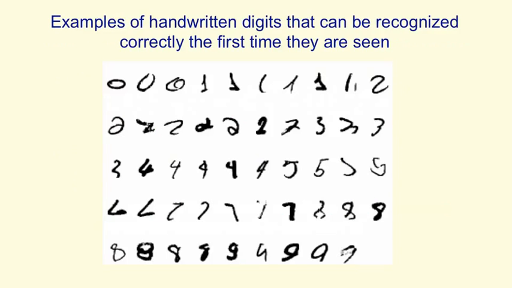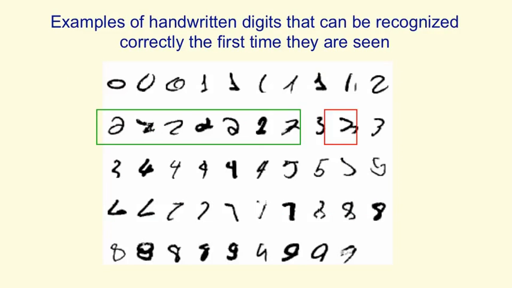So here are examples we've seen already, and if you look at those 2s in the green box, you can see there's no template that will fit all those well and will fail to fit that 3 in the red box well. So the task simply can't be solved by a simple network like that. The network did the best it could, but it can't solve this problem.